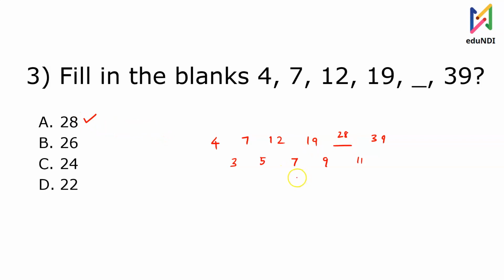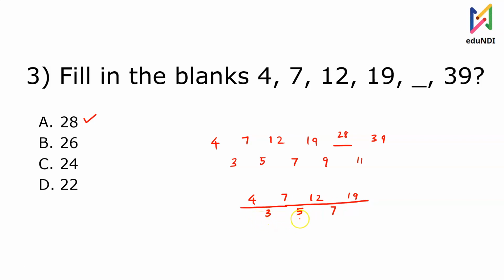Are you getting it? Let me explain this once more. I have 4, 7, 12, 19. No obvious pattern in these numbers. So I go about finding the difference. 7 minus 4 is 3, 12 minus 7 is 5, 19 minus 12 is 7. Right? I'll draw a line so that it is clear to you.